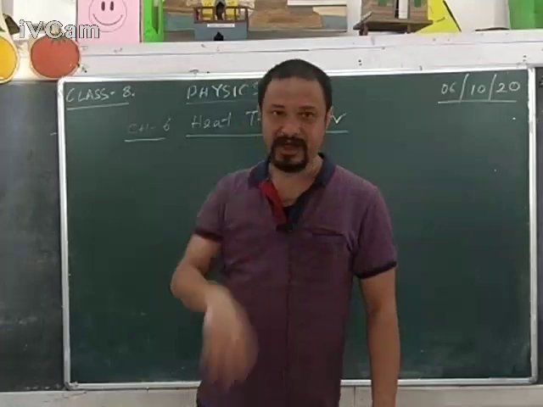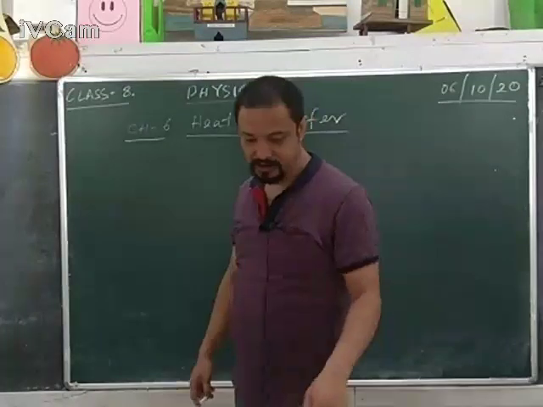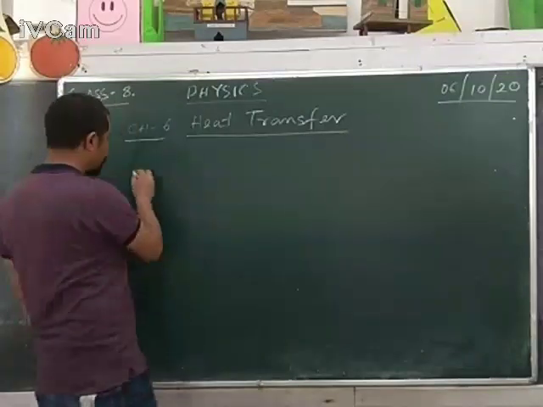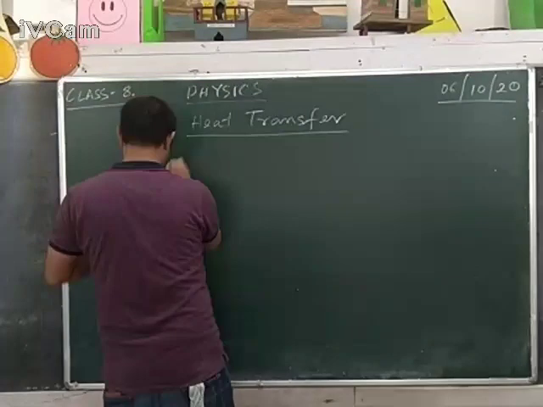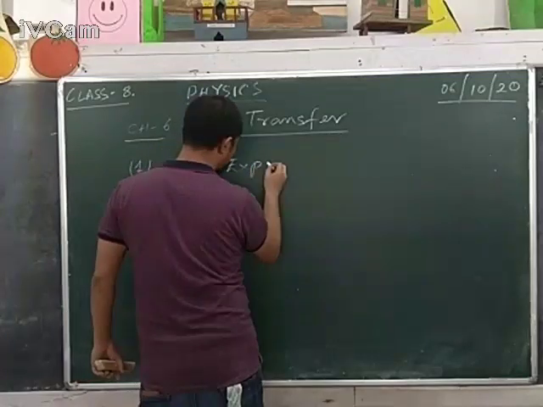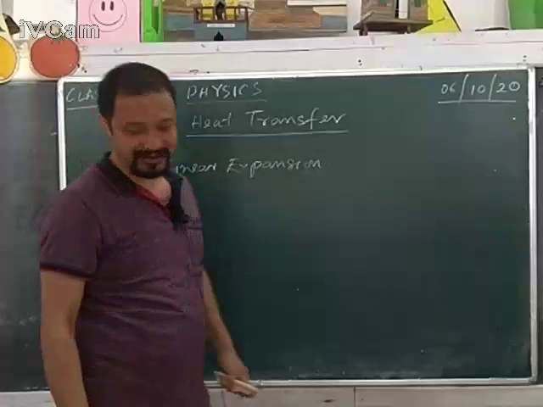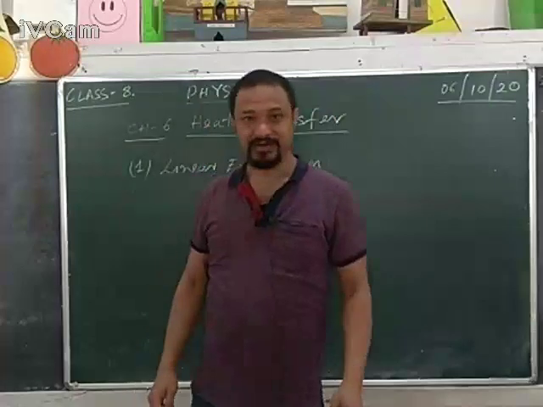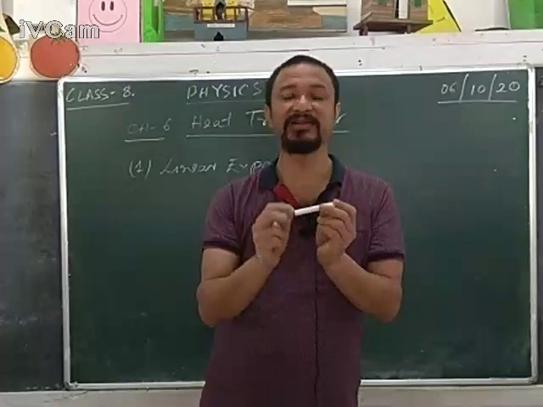Now, types of thermal expansion. There are three types: linear expansion, superficial expansion, and cubical expansion. The first one we are going to deal with is linear expansion. What does this mean? The increase in length of a solid on heating is called linear expansion.